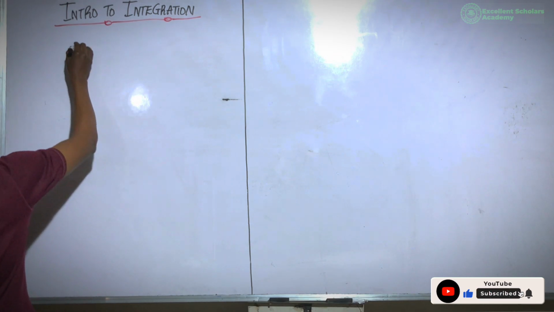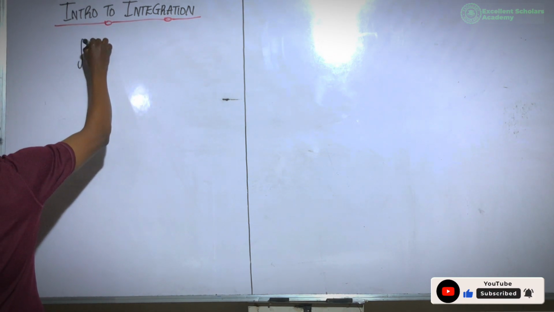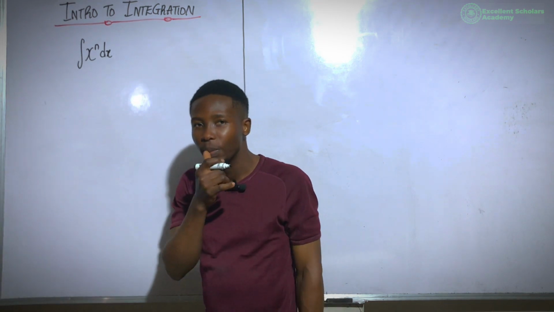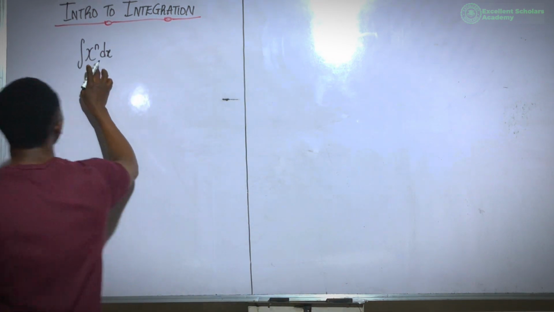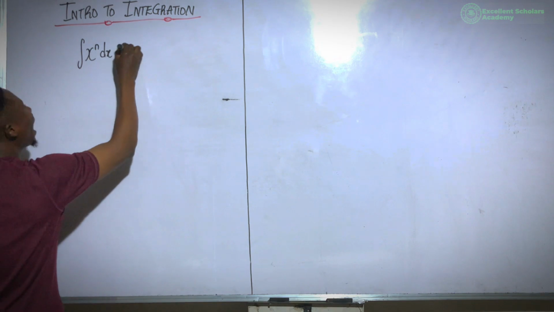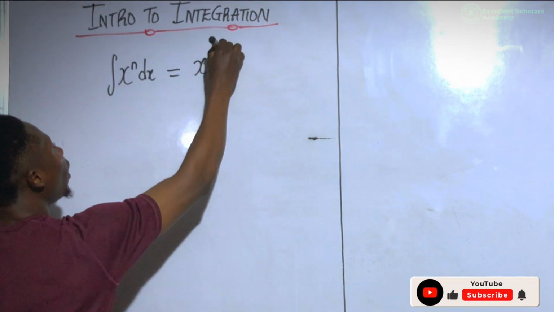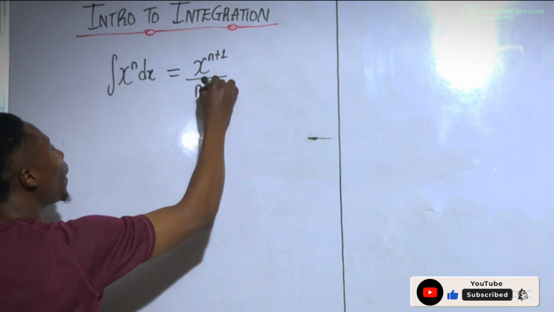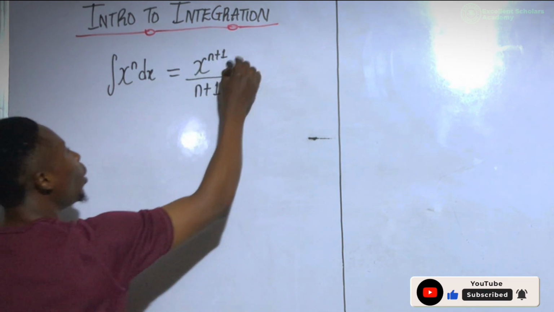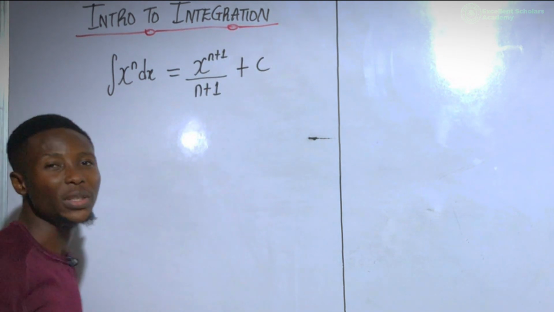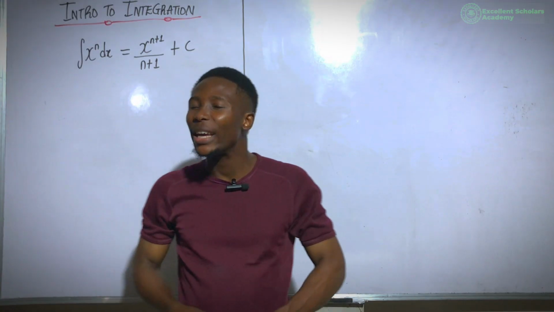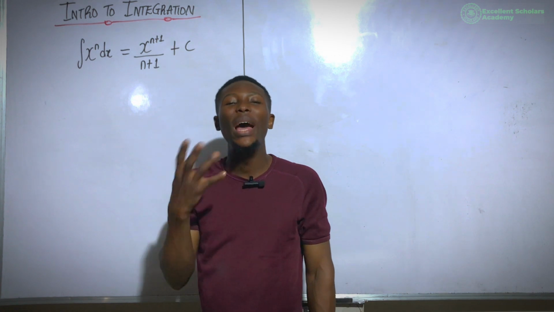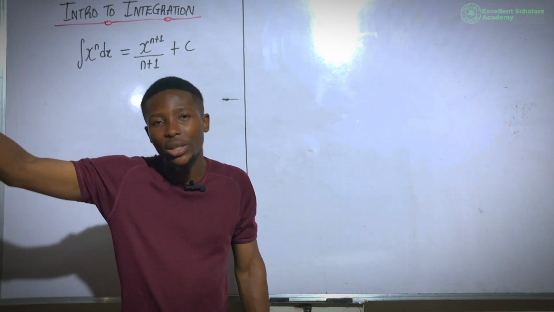Now, if you have an integral of x to the power of n with respect to dx, you want to integrate this. What is going to happen is I am going to add 1 to the power n over the same addition of the power plus a constant of integration. Now, we always add a constant of integration after integrating a function because we assume that there was something that was differentiated.